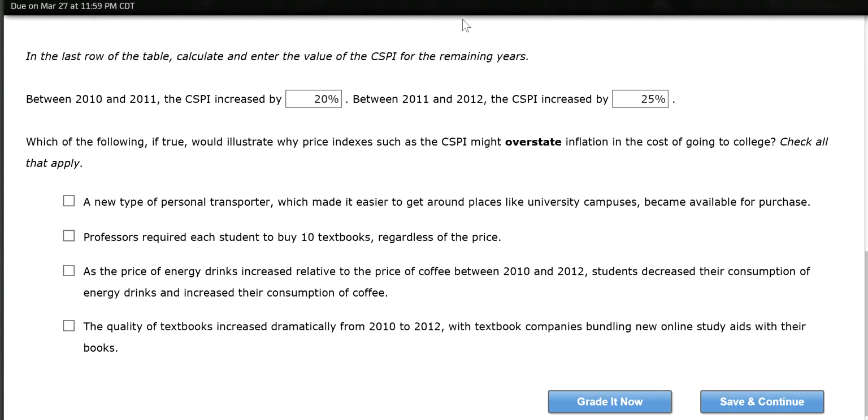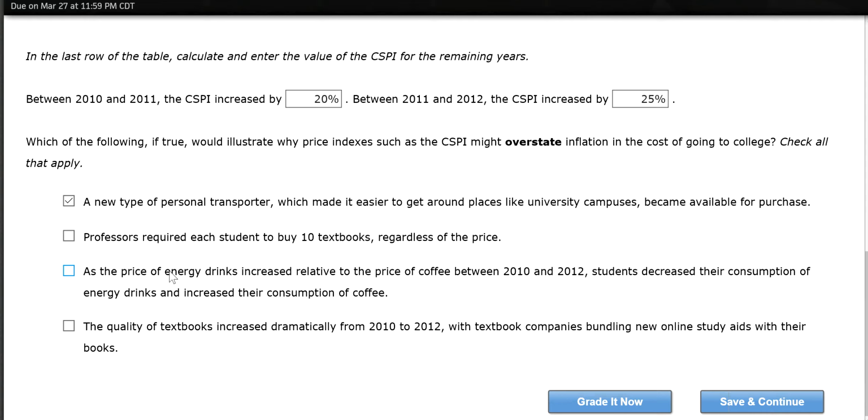Now let's look at the first one. The first one says a new type of personal transporter which made it easier to get around places like a university campus became available to purchase. So this is the introduction of a new good. So this will be overstating our inflation. Now second, professors require each student to buy 10 textbooks regardless of what the price is. This one wouldn't overstate inflation. This will actually be a pretty accurate statement of inflation. So we're going to leave this one off.